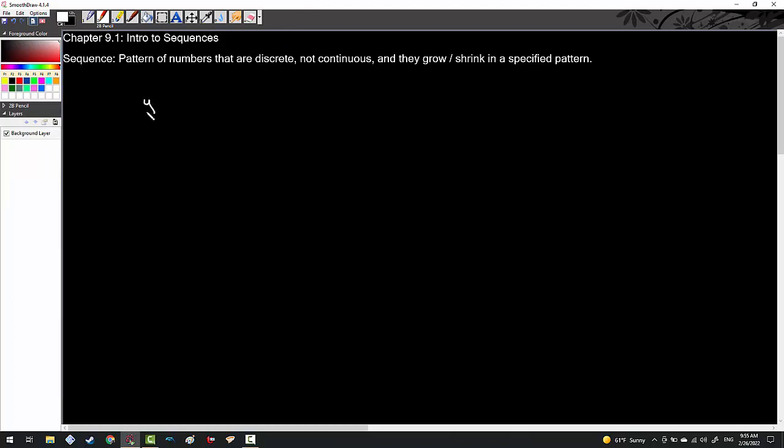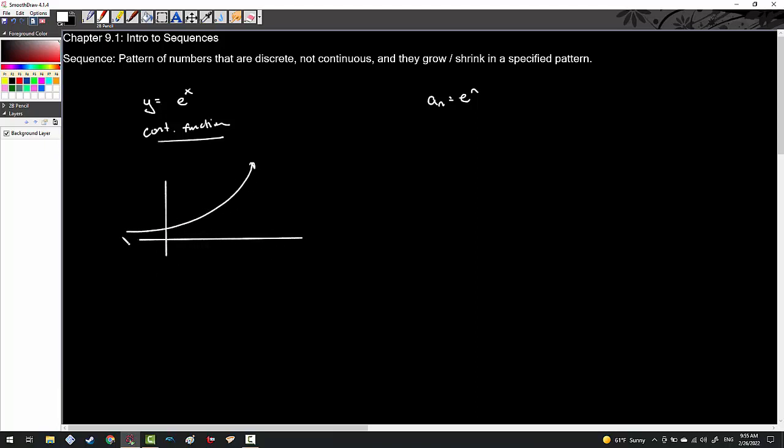So if I was to compare two sequences that seem very similar, it would be these guys. So if I did a sub n equals e to the n versus y equals e to the x, this is obviously a continuous function, right? And so the graph of this would look like your standard e to the x function, where this would be, say, 1, this would be, say, 2, and this would be, say, 3. But a sub n equals e to the n would be a little different. It would start maybe right here, and it would do one of these maneuvers.